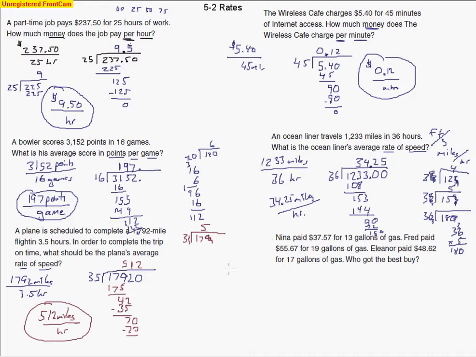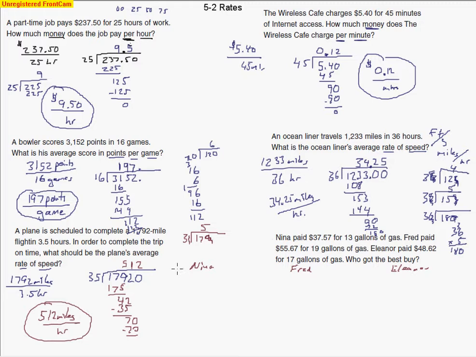Well, the next problem asks us, who got the better deal, Nina, Fred, or Eleanor, in that they paid a certain amount per gallon. So here, let's do this. Let's write down Nina, and then we've got Fred's amount here, and then we'll have Eleanor off the side. And Nina paid $37.57 for 13 gallons of gas. Who got the better buy?